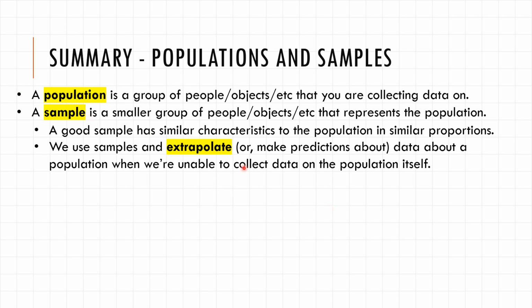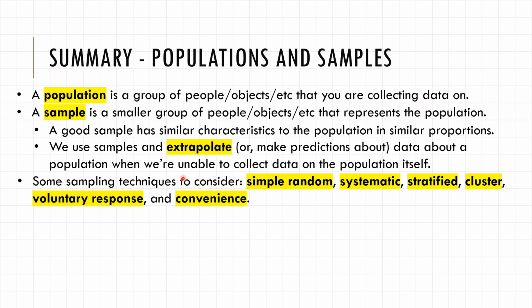If I wanted to survey all the students in my class, that would be a population. And I think I'd be able to access that pretty easily. But if I wanted to study all the students in my school, that's a lot harder to do. And instead, I might take a sample, maybe one grade 9 class, one grade 10, one grade 11, and one grade 12. And that way, I have some people that represent the population of my study. Some of the sampling techniques we learned about are listed here: simple random, systematic, stratified, cluster, voluntary response, and convenience.